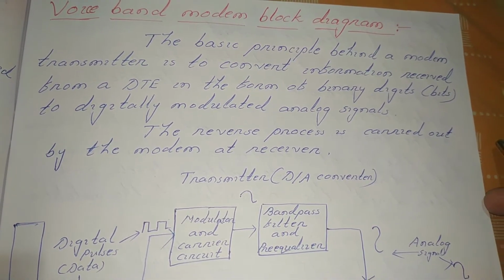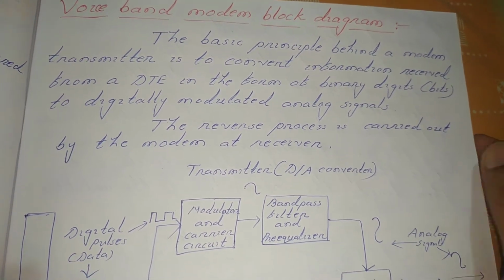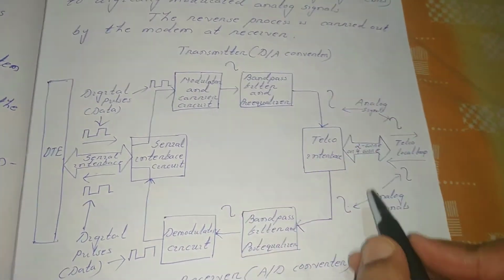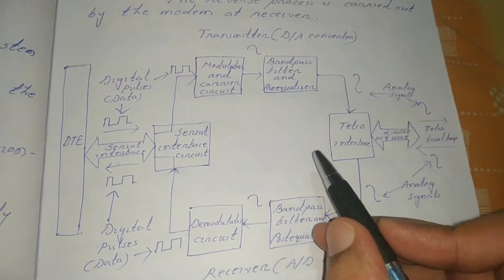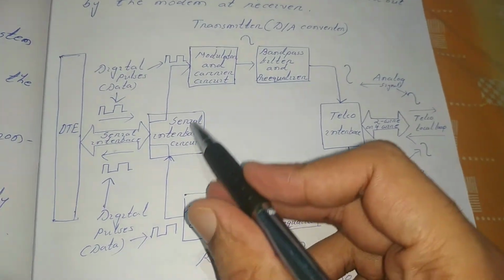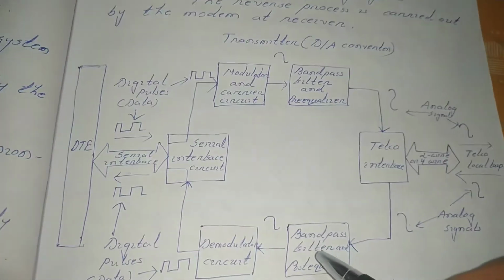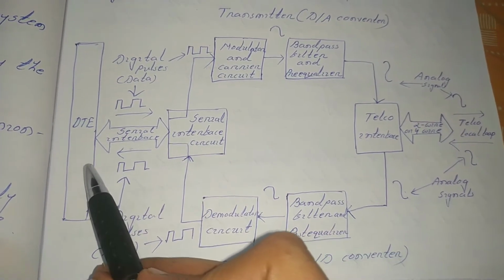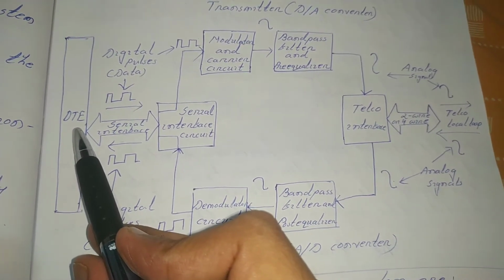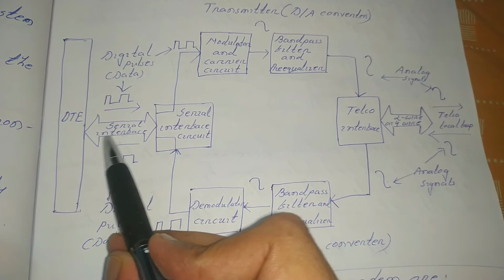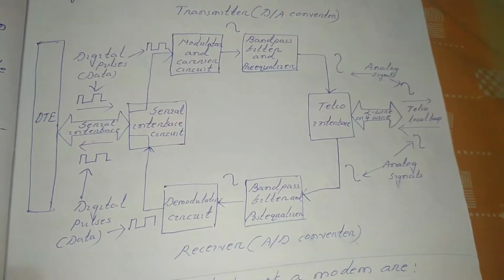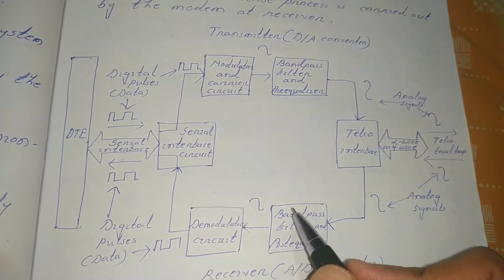So here we will see the basic block diagram of a modem. See here, this is the block diagram of a modem. You know that a modem is a data communication equipment, so this whole part represents the internal organization of a modem. The modem is connected with a DTE, a data terminal equipment, which may be a computer or mobile phone. And this is the serial interface circuit. So let's review the block diagram, then we'll go into detail.